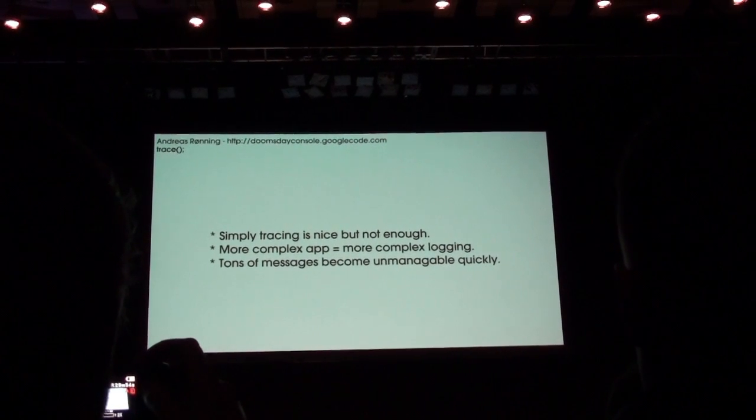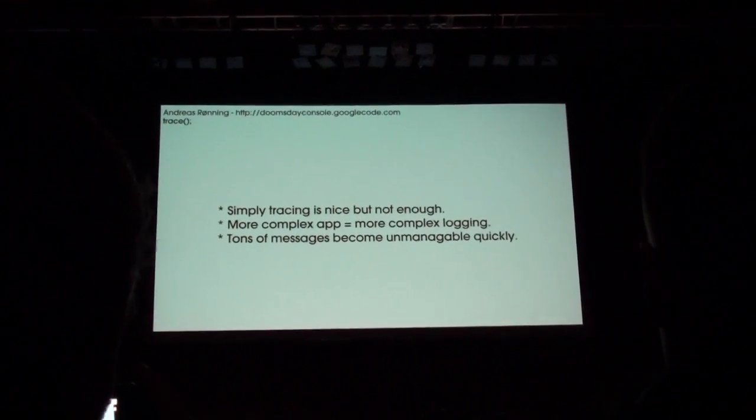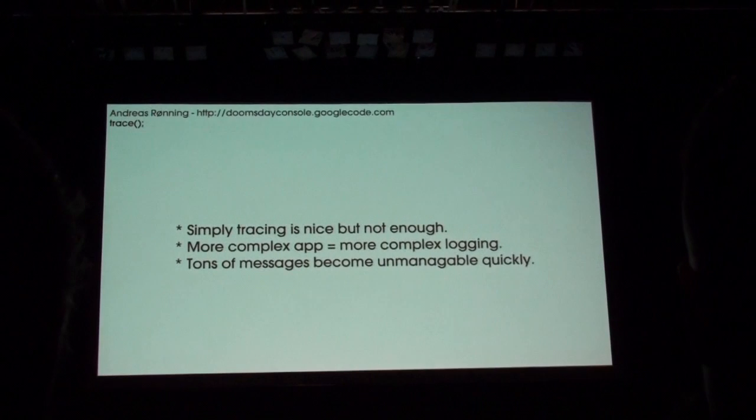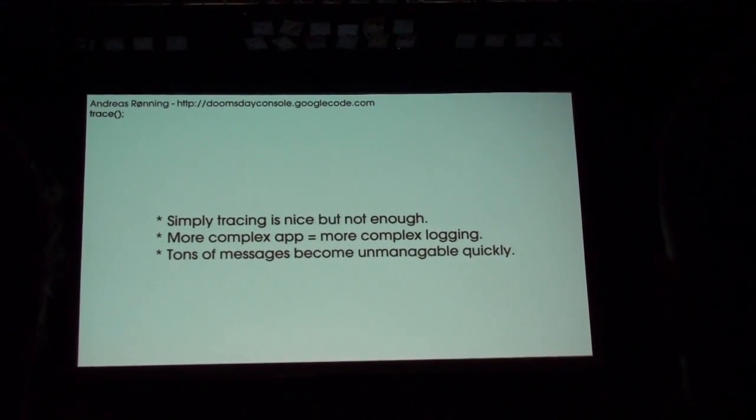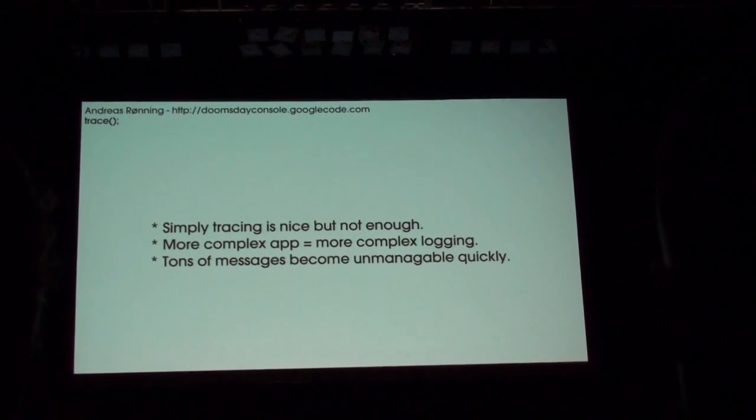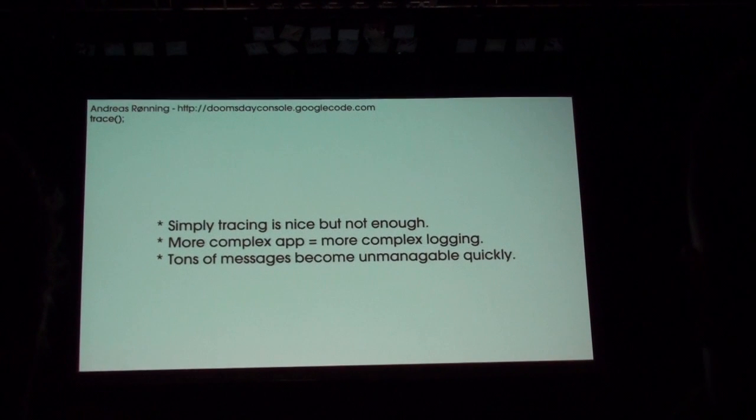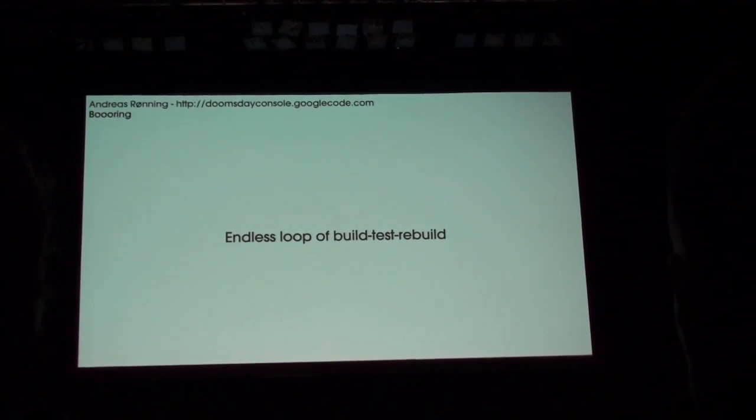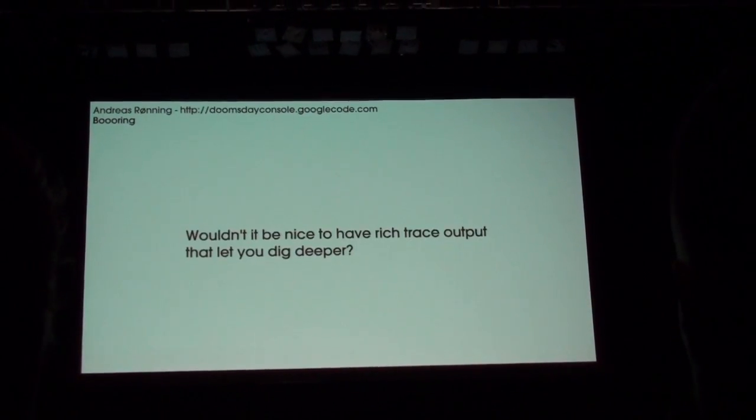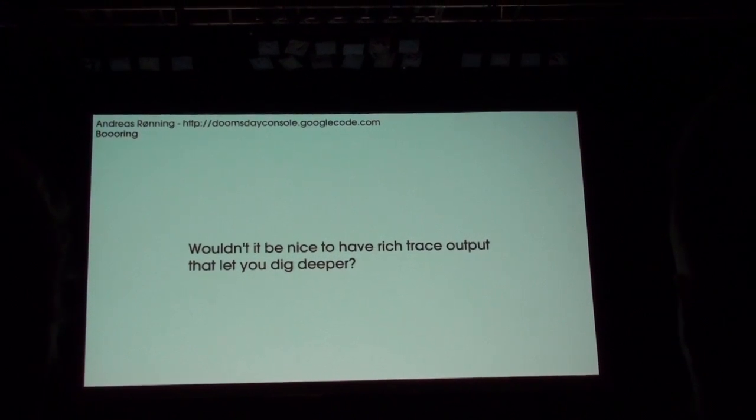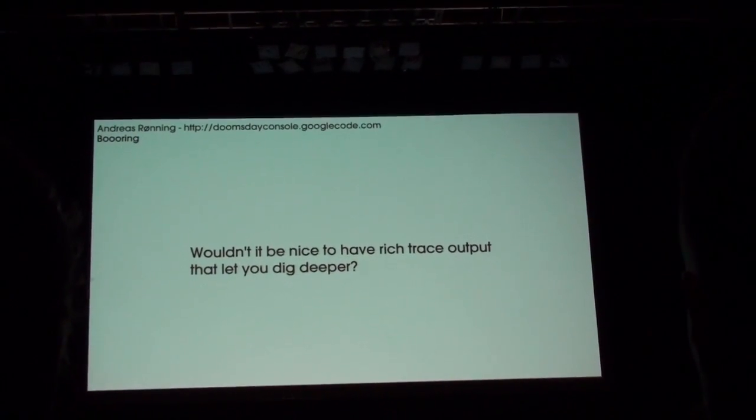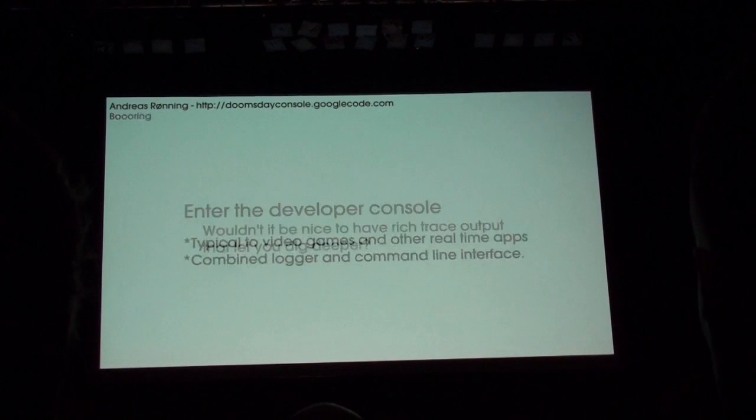But simply tracing isn't really enough when you're making something really complex. You need some sort of filtering or some mechanism so you can dig through a ton of messages, get the stuff you need, take it back to your code so you can recompile and test again and again and again. It's incredibly boring. So wouldn't it be nice to have all that rich trace output but be able to try changes before you actually commit them back to code?